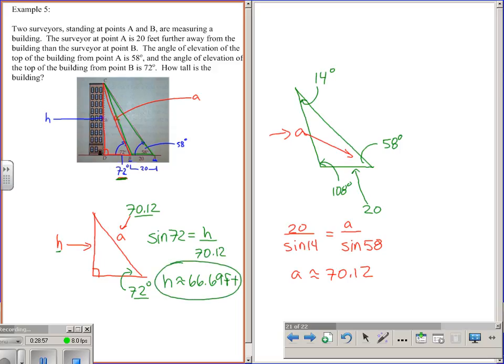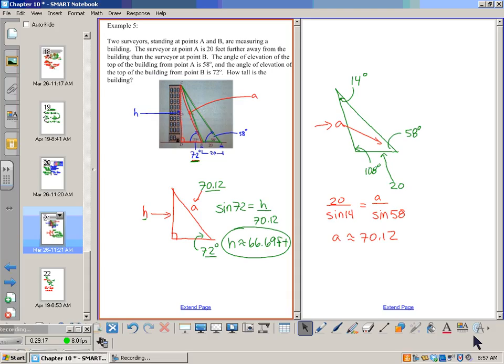Okay, and there we have it. There's one other thing in this section that we're going to talk about, and that's just using area formulas to find areas of triangles. It's a basic formula, and so I'm going to introduce you to that formula, give you a problem, and then let you do a little work on that.